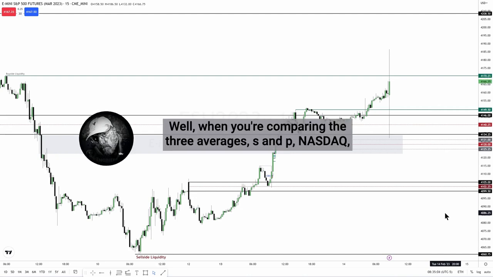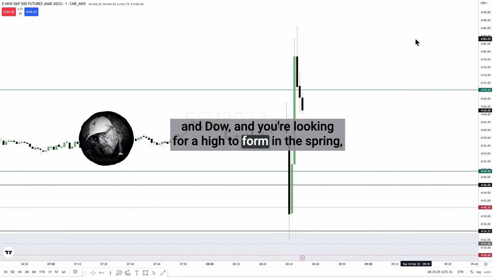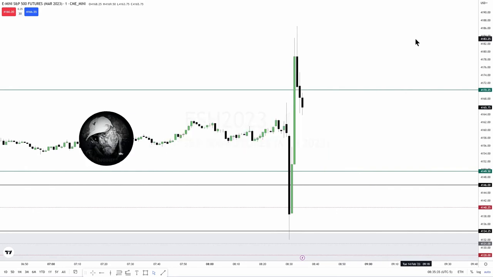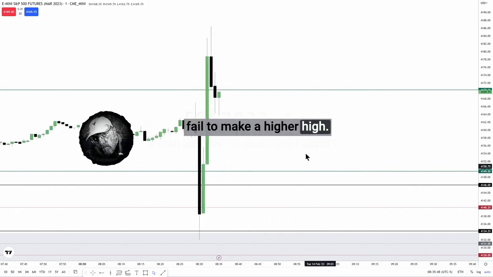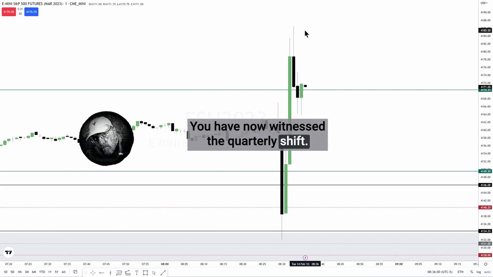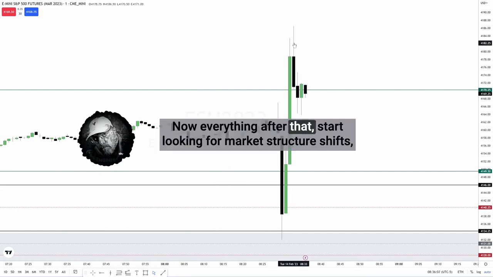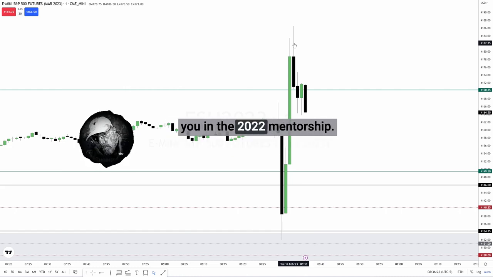Well, when you're comparing the three averages, S&P, NASDAQ, and Dow, and you're looking for a high to form in the spring, you want to see a divergence. One of those indices is going to fail to make a higher high. That's it. You have now witnessed the quarterly shift. Now, everything after that, start looking for market structure shifts bearishly on all time frames and look for the pattern that I taught you in the 2022 mentorship.